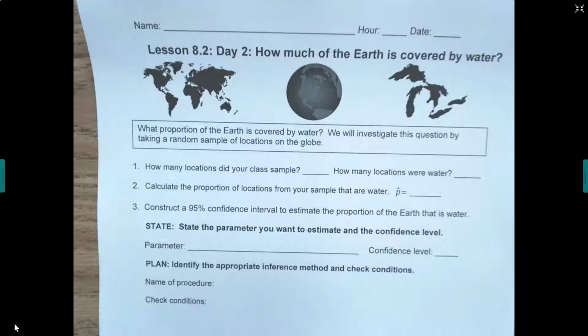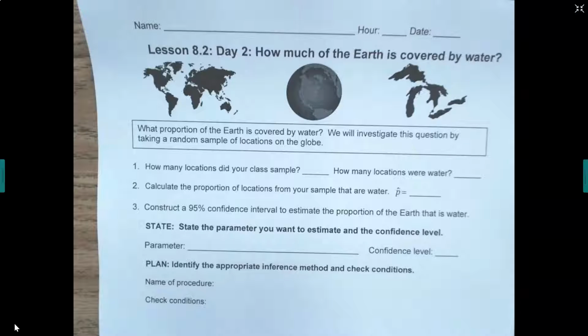Estimating a population proportion. By the end of this video, you should be able to construct and interpret a confidence interval for a population proportion, and you should also be able to determine the sample size required to obtain a particular confidence level for a confidence interval with a specified margin of error.